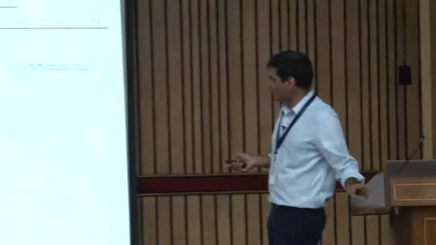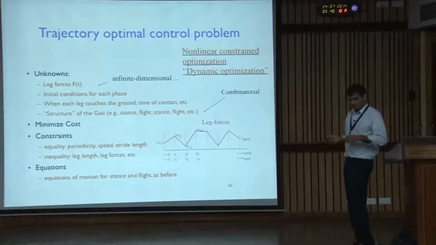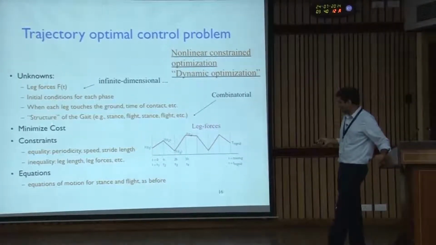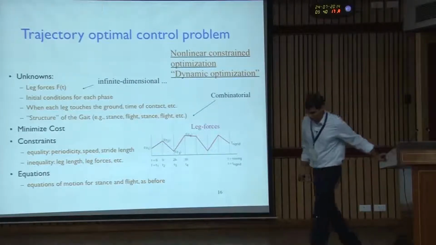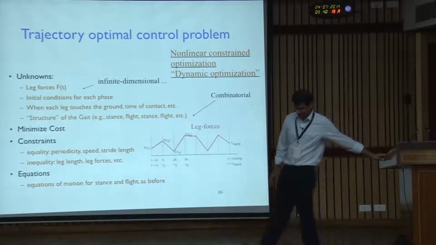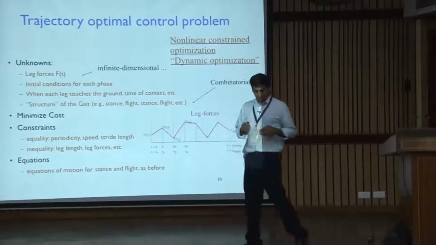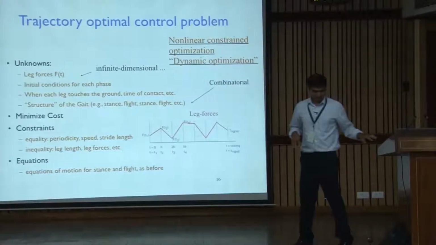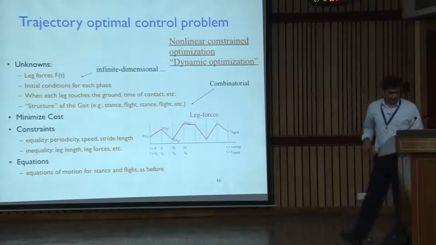So that's the cost. That's the thing that you want to minimize, and this is an optimization problem where the unknowns are various things: leg forces as a function of time, initial conditions, and when each leg touches the ground. What I call the structure of the gait. In other words, does it look like walking, where one leg touches the ground, the next leg touches the ground, this leg lifts off? That's what I mean by structure, which is how many feet are touching the ground at any point in time, that sequence of states.